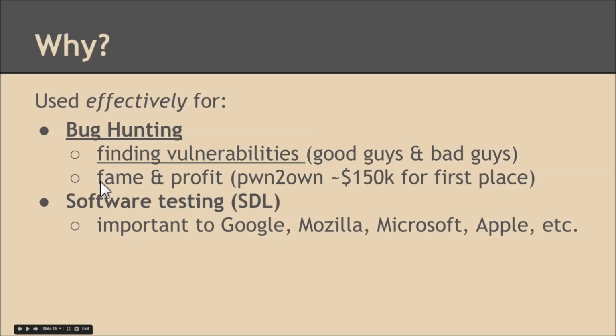And bug hunting can also be done for fame and profit in competitions where vendors put together bounties to find bugs, and I think Pwn to Own this year has a $150,000 prize for the first exploit with full EMET bypass. I forget the details though.